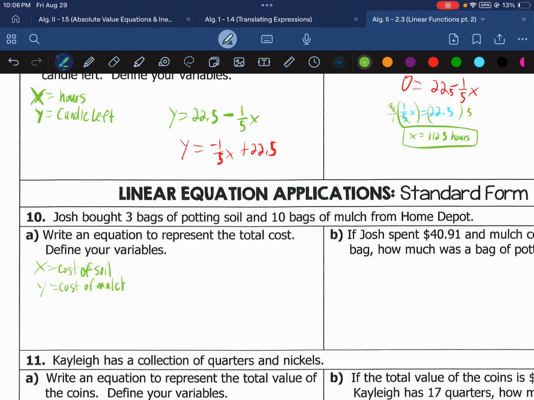Now, neither here is really an independent or dependent variable. The cost of the mulch does not change based upon the cost of the soil, or vice versa. But what we do need is a dependent variable, and that would be the total cost that is paid, which I'm going to call C. You can call it Z just as easily, or any other variable you would like, such as T for total. You're also going to call the cost of the soil S, and the cost of the mulch M, for example. And so what this is: 3 times whatever we paid for soil, X, plus 10 times whatever we paid for mulch, 10 bags of mulch at that price, would equal C, your total cost.